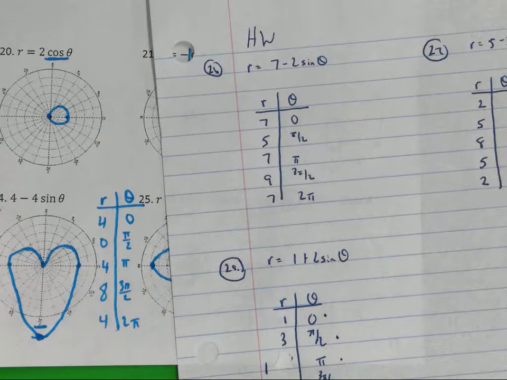Are there any questions how I got these values here? Yes. You plug in your major points. 0. Sine of 0 is 0. That all cancels out, leaves you 7. Sine of pi over 2 is 1. 1 times -2 is -2, and go from there. Okay?